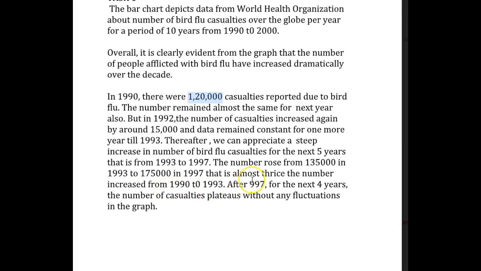After 1997, for the next 4 years, the number of casualties plateaued, past tense, without any fluctuations in the graph. Now, that's not totally correct. There is a minor fluctuation that if you were really aiming for a higher score in your task achievement, you would have mentioned. There was a minor dip in one of those years. I don't actually have the graph in front of me to refer to it, but there is a tiny little dip. But you could say that on the whole, throughout that last 4-year period, numbers remained constant despite a tiny decrease in whatever year that was.